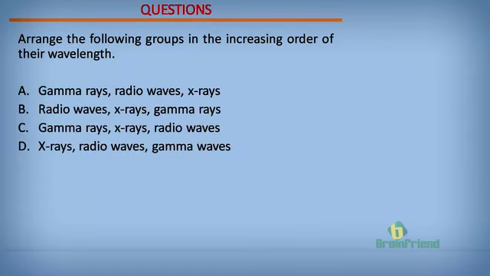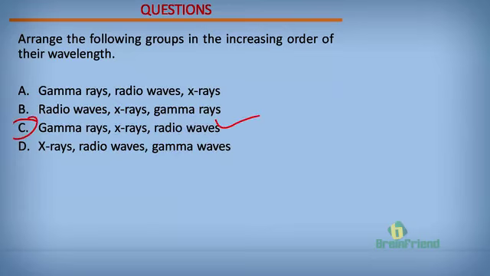Arrange the following groups in increasing order of their wavelength. A, gamma ray, radio waves, X-ray. B, radio waves, X-ray, gamma ray. C, gamma ray, X-ray, radio waves. D, X-ray, radio waves, gamma ray. The correct option is C.